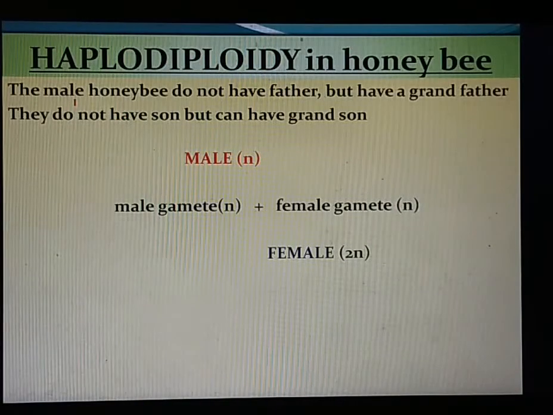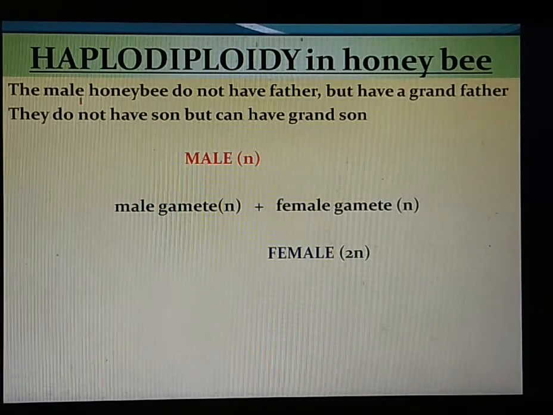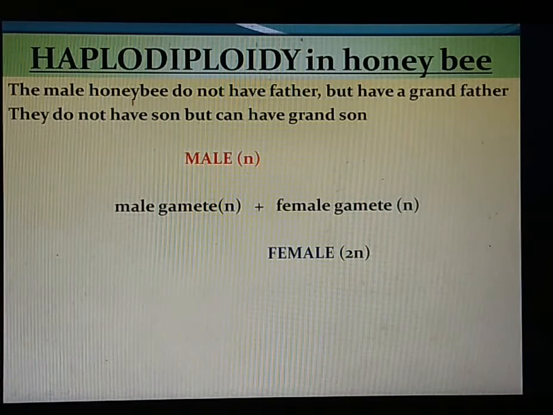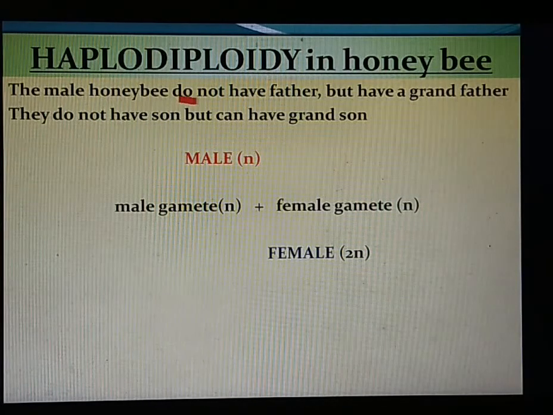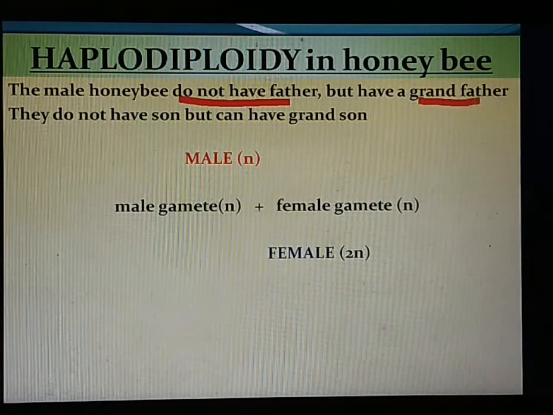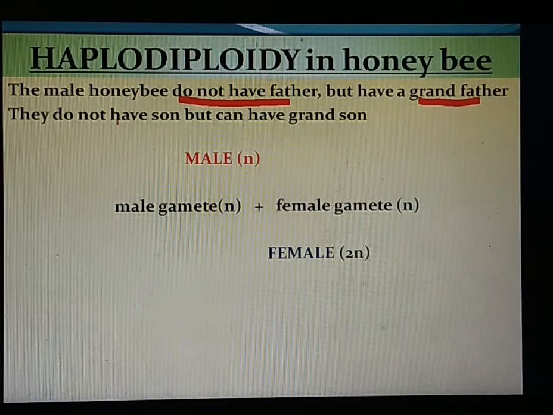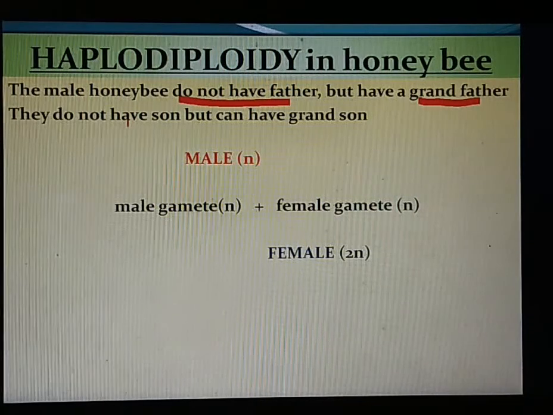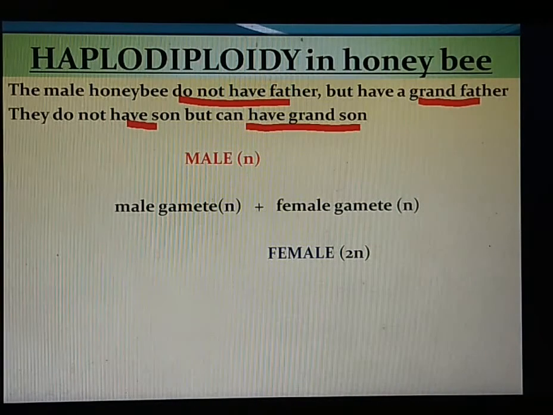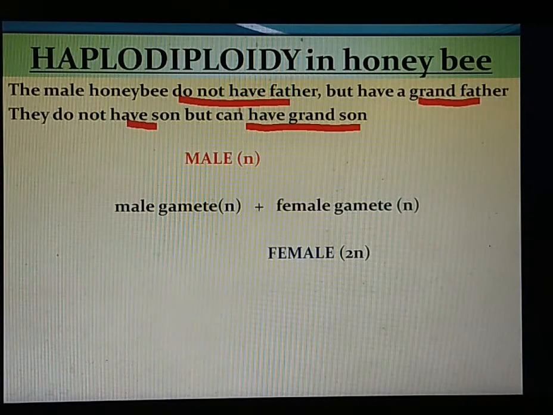There are two very important points which we should learn here. That is, the male honeybee do not have father, we'll discuss it in detail, but have grandfather. And the second statement says males do not have son but can have grandson. So what is the meaning of these two statements?